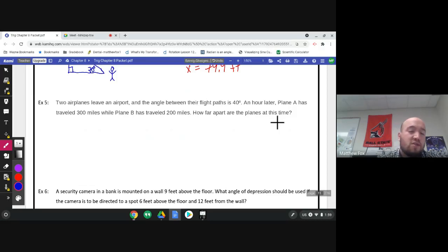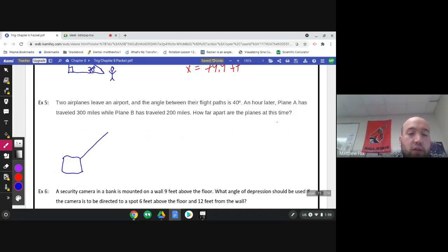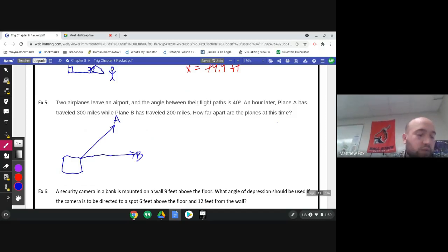So for this one, imagine you have an overhead view, okay? And we have our airport here, and plane A takes off in this direction, okay? Meanwhile, plane B goes in this direction. So A, this is plane B, and we don't know how far apart they are. So this is what we're trying to find out. But we do know that this angle in between them is 40 degrees. We also know plane A traveled 300 miles. Meanwhile, plane B only went 200 miles.